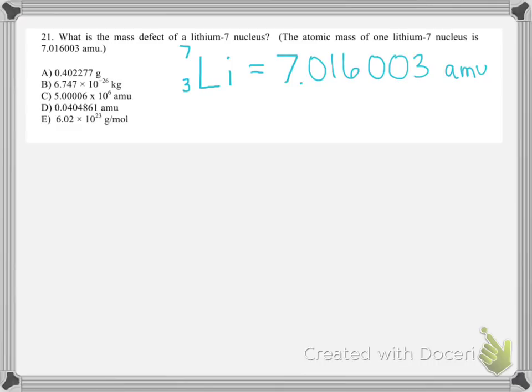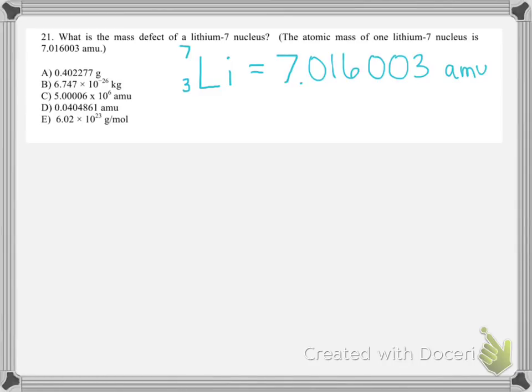So the mass defect is just some amount of mass that we think should be there if we just add up all the protons and neutrons, but that we don't see in the actual nucleus. And this is the mass that's converted to binding energy that holds the nucleus together.